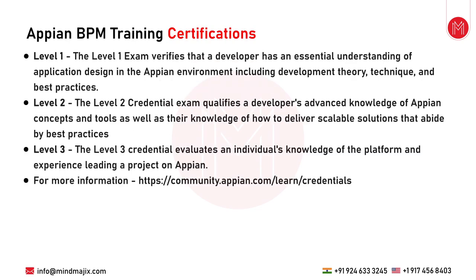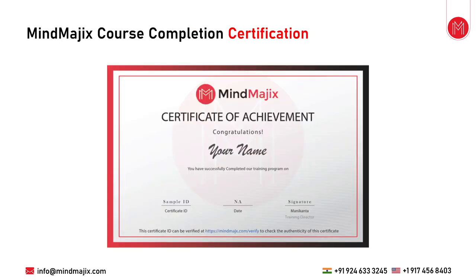Talking about certification, Appian provides three levels of certification. Level 1 is basically for the business administrator and designer level. Level 2 is a bit more difficult compared to level 1, and is only for developers. Level 3 is a monitored certification for the architect level. If you want, you can take each of those certifications one by one after learning Appian. This is the course completion certificate provided by MindMajix.